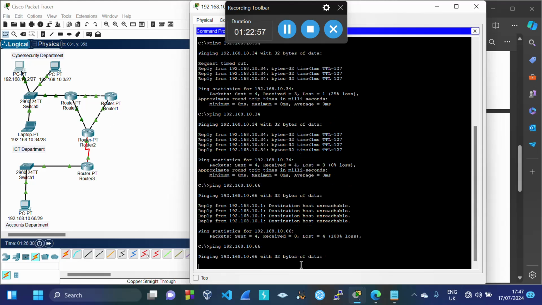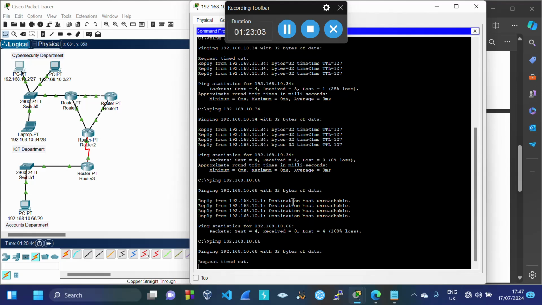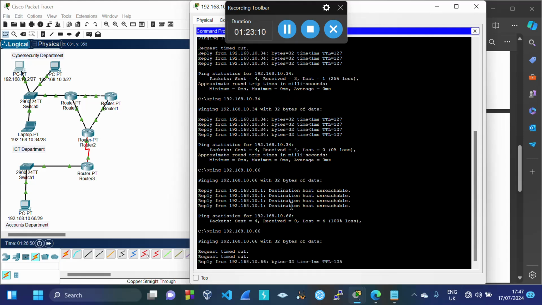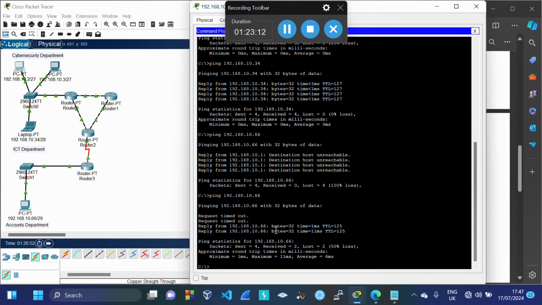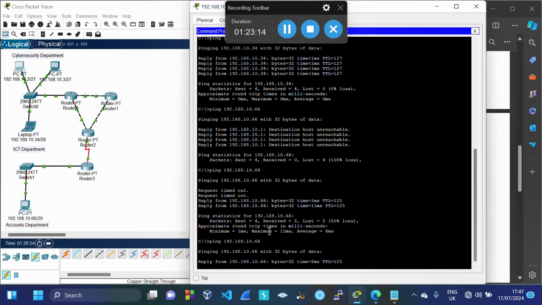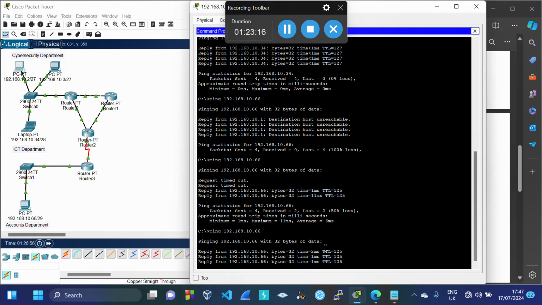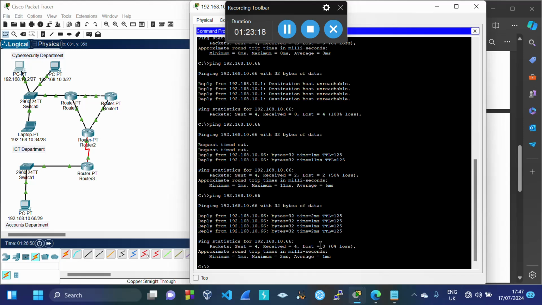So I'll say enter. Remember at first it refused, but because we've configured these things, it must now work out for us. So if it's not working out, it means somewhere we made the mistake and we need to revisit our work. But there's no mistake. If we try again, we can see that now we are able to communicate.